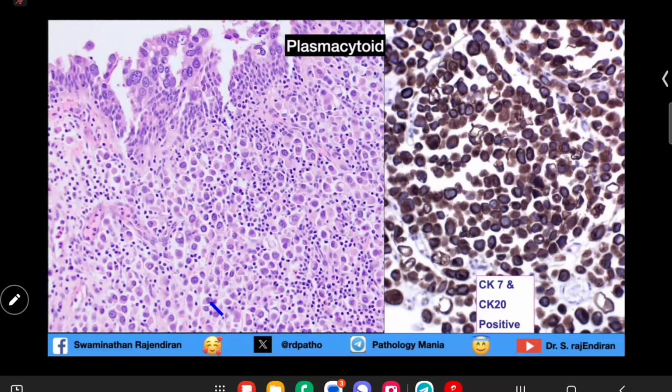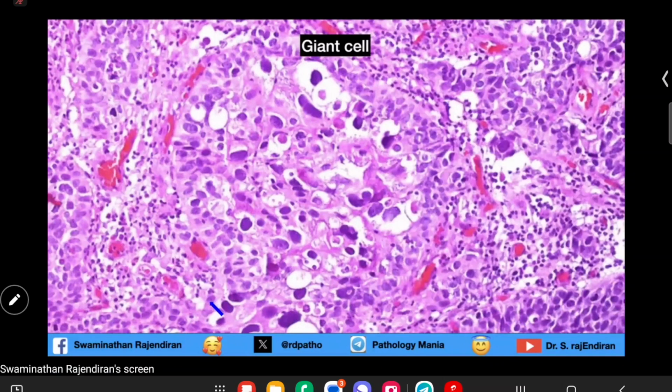hematolymphoid neoplasms. This carcinoma shows a lot of giant cells. So this is a giant cell differentiation, urothelial carcinoma with giant cell differentiation, bad prognosis.